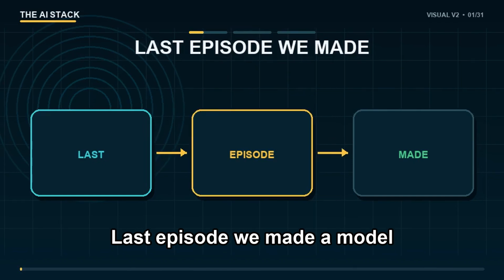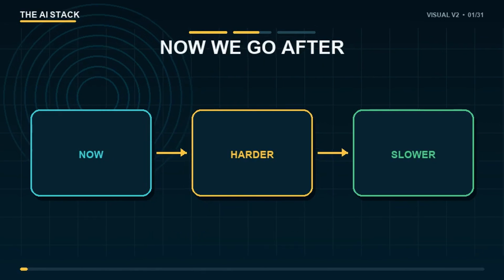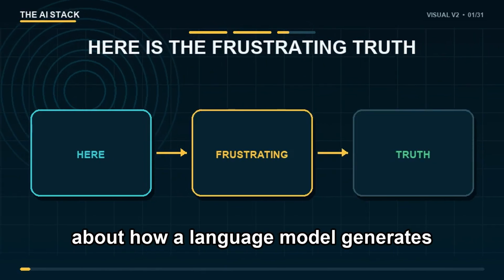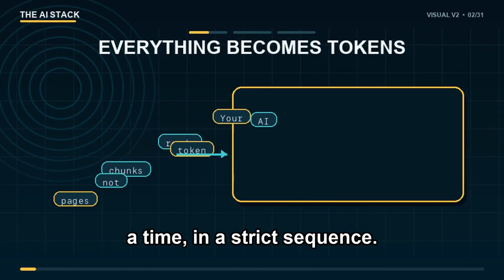Last episode, we made a model faster at reading. Now we go after the harder, slower half, the writing. And here's the frustrating truth about how a language model generates text. It does it one token at a time, in a strict sequence.